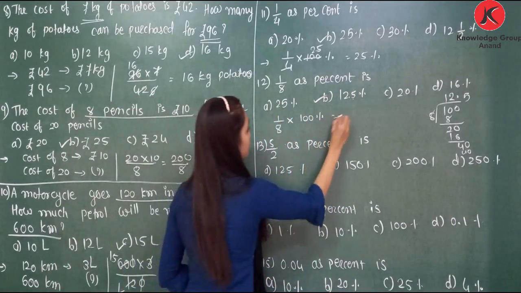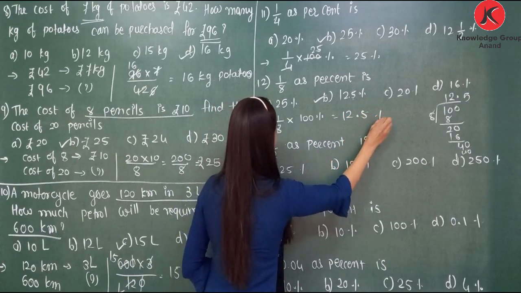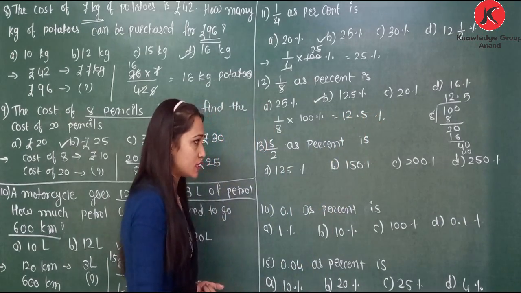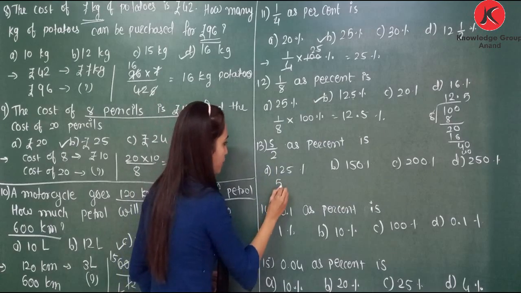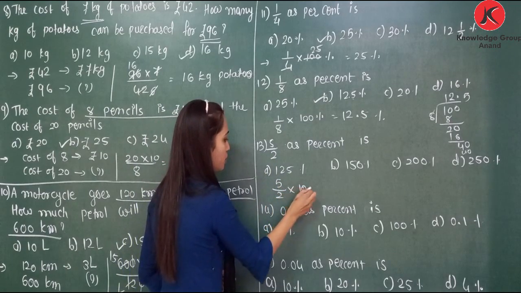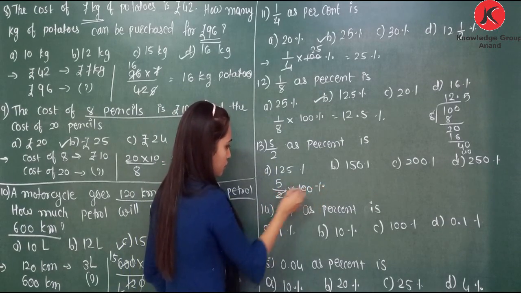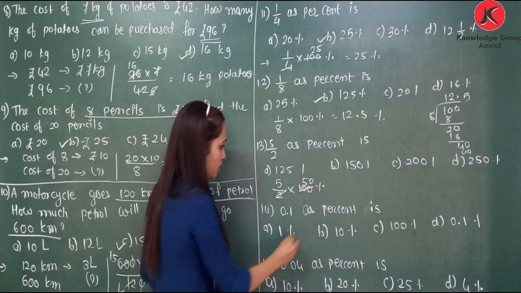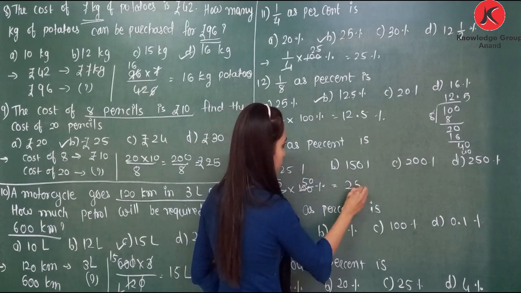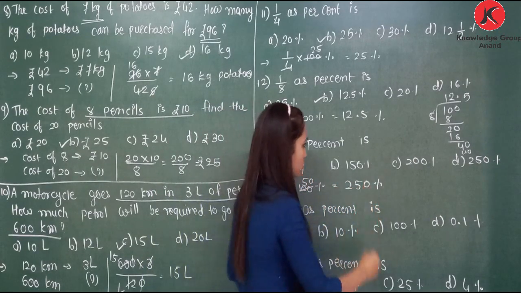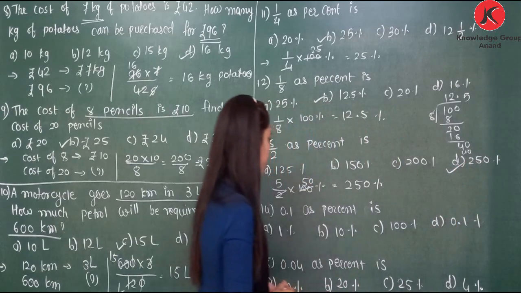Next one, 5 by 2 as a percentage is, so same, 5 by 2 multiply 100%. 50 to the 100, so it is 250%. So that is option D.